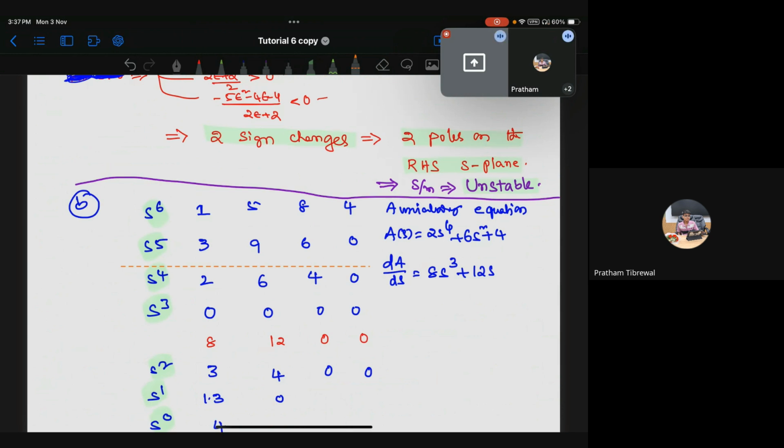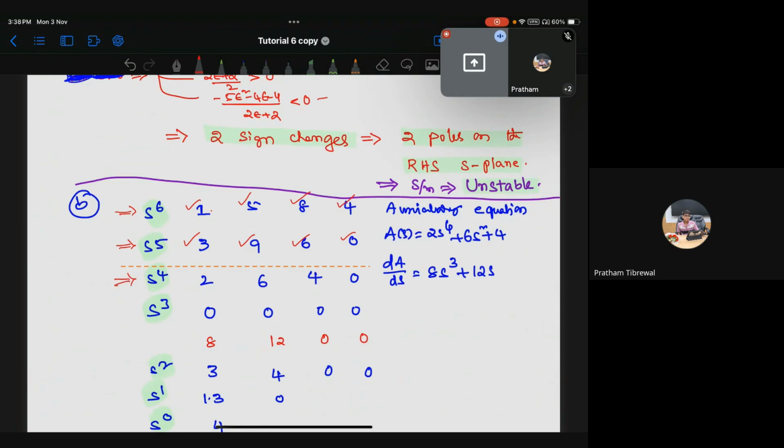So this is our auxiliary equation. We will take s power 6 coefficient, s power 5 coefficient, s power 4 coefficient, s cube coefficient, s square coefficient, s coefficient, s power 0 coefficient. This is just what we are taking as 0. It means all the even-power coefficients are here, and all the odd-power coefficients are here. Then we continue the calculations.